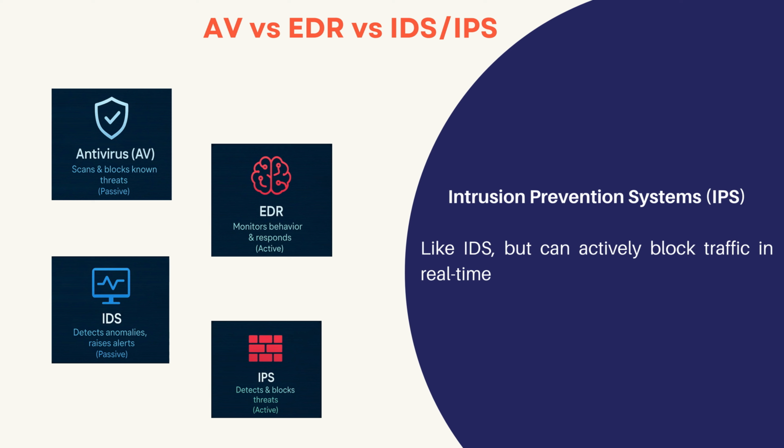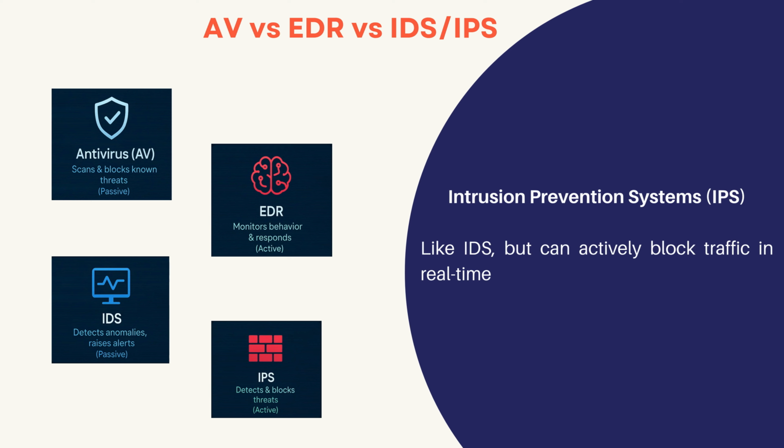Lastly, intrusion prevention systems or IPS. These are similar to IDS, but they go one step further. So they can actively block malicious traffic in real time. So while IDS is like a guard dog that barks, IPS is the one that bites. A popular example of IPS is Suricata.